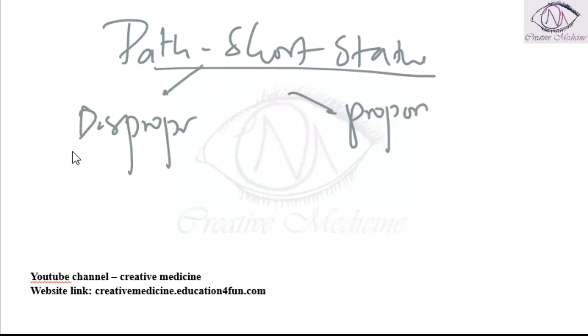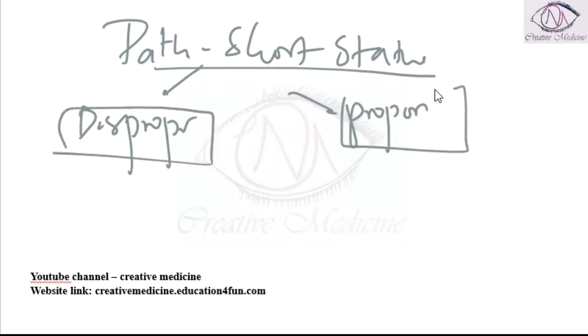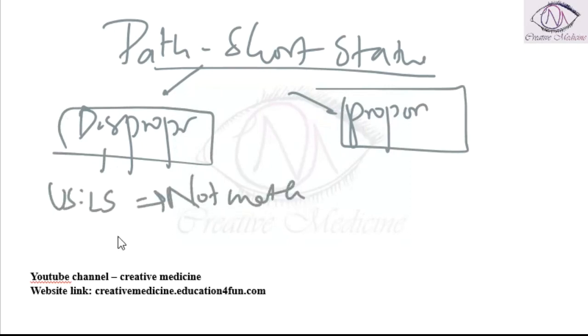In disproportionate pathological short stature, the upper segment and lower segment do not match. That can be of two types: infantile disproportionate pathological short stature or advanced disproportionate pathological short stature.